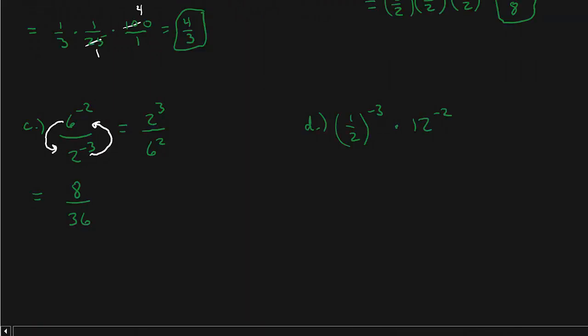So we get 8 over 36, and we can simplify that. That is going to give us 2/9.